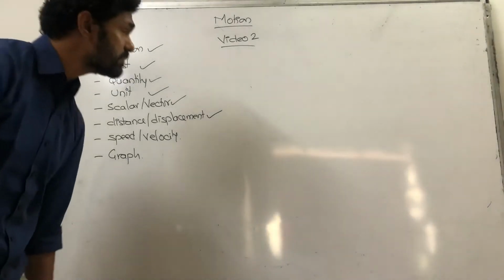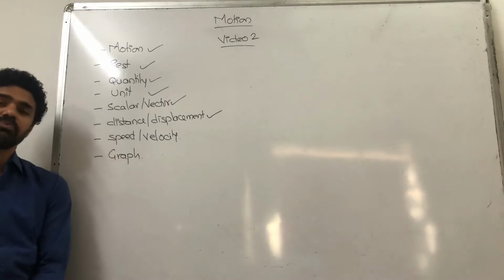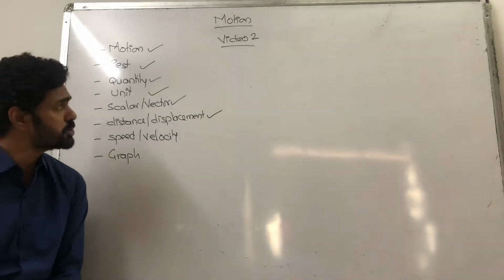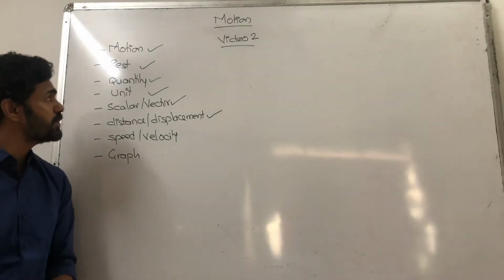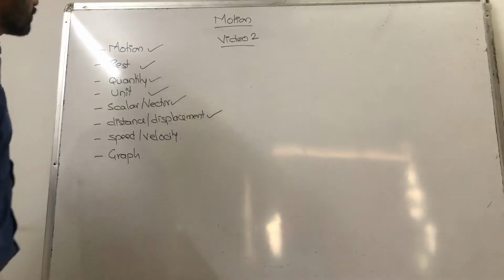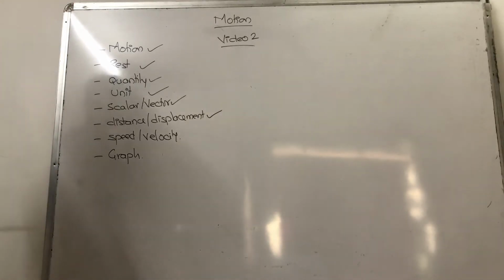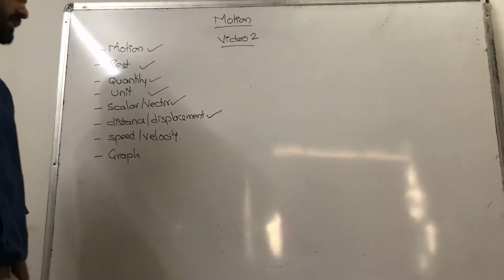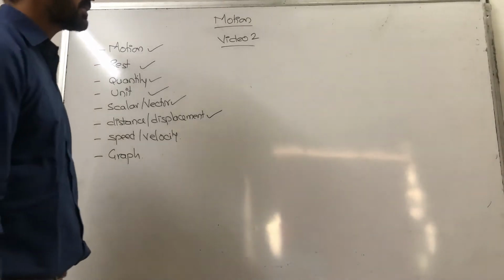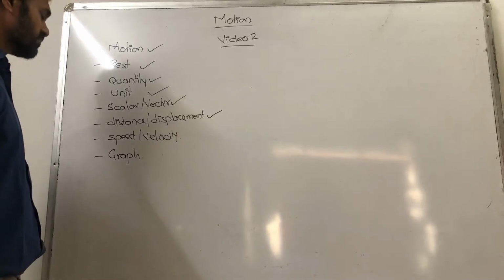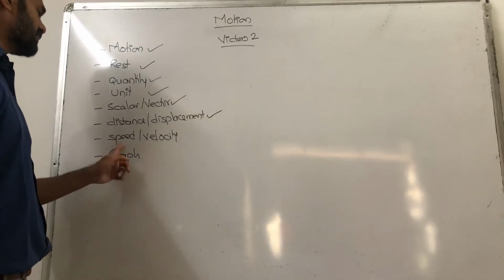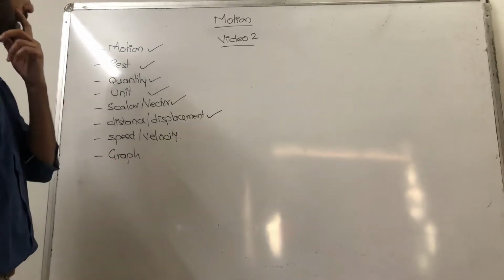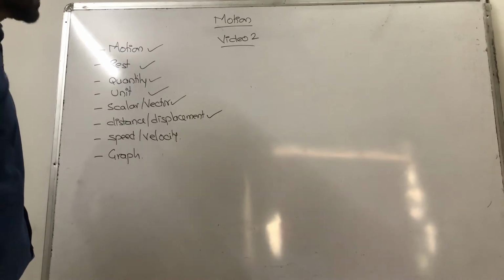Hello kids, so this is the second video for the chapter motion. In the first video, we discussed the topics motion, rest, quantity, unit, scalar quantity, vector quantity, distance, displacement. In this video, I'll be touching on the topic speed and velocity, and we'll look at a few graphs.